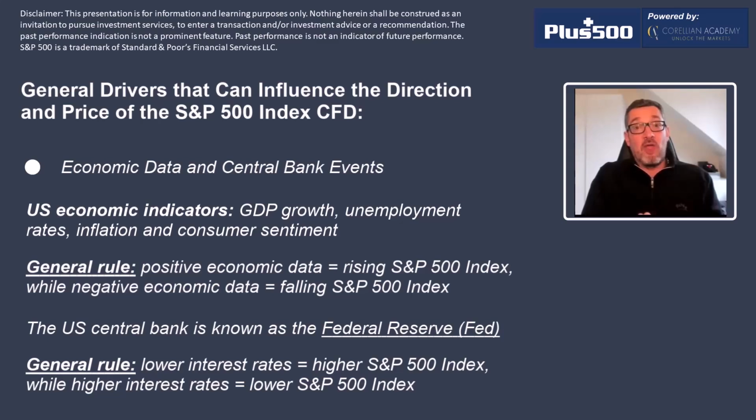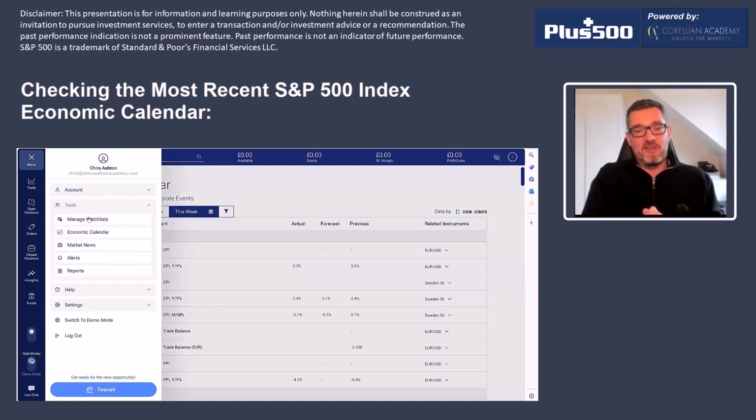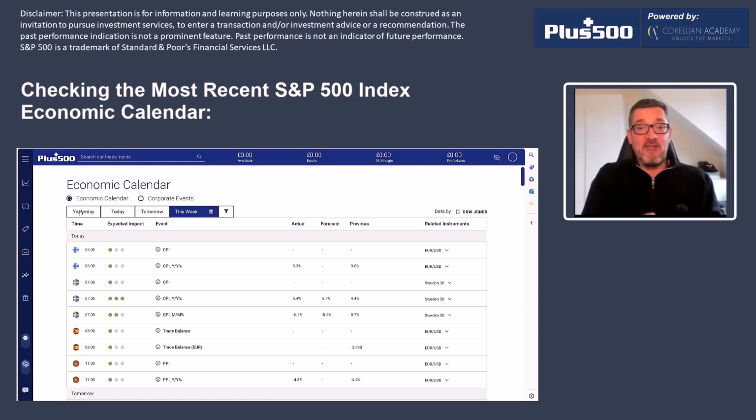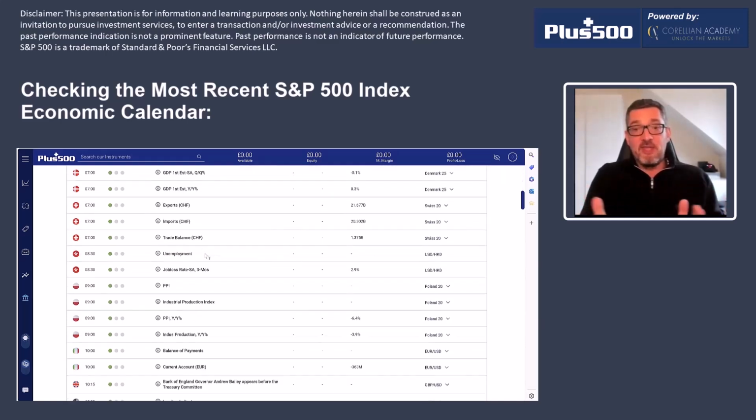Lower interest rates or expectations of lower interest rates, which is the environment markets are currently in, tend to make stocks more attractive to investors, potentially boosting the index, while higher interest rates, like traders experienced across financial markets in 2022 and 2023, can have the opposite effect. To access the economic calendar on your Plus500 platform, click Menu, Tools, Economic Calendar, and there, as you can see, the economic data for any given period or day or key central bank meetings are listed for you.